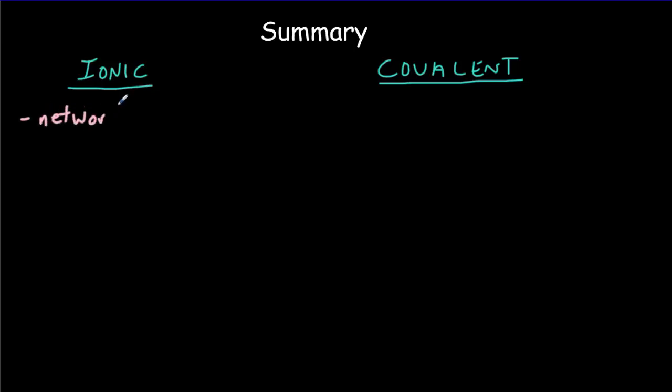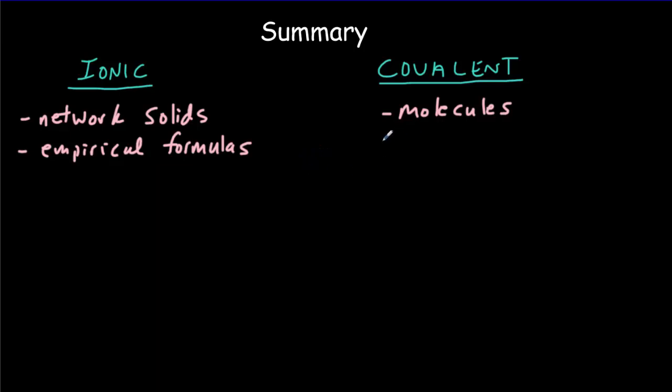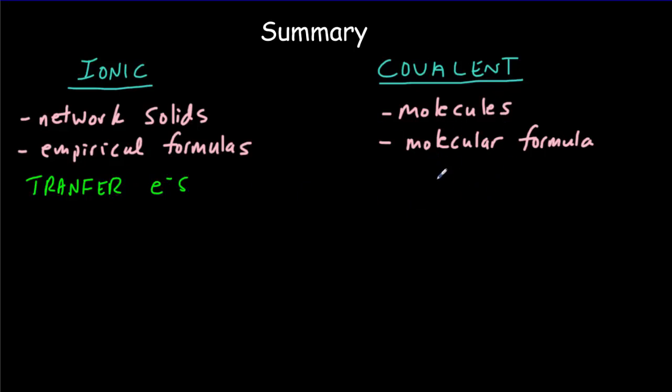So let's summarize the key differences between ionic compounds and covalent or molecular compounds. The first thing is, of course, for ionic, you get these network solids, as opposed to the covalent case, where, of course, you get molecules. So in the ionic case, you're going to get empirical formulas, which just tell you the ratios of the different types of atoms. Whereas in the covalent case, we're going to use molecular formulas that tell us the number of each type of atom in a molecule. In ionic substances, we talk about transferring electrons. Whereas in covalent substances, we talk about sharing electrons.